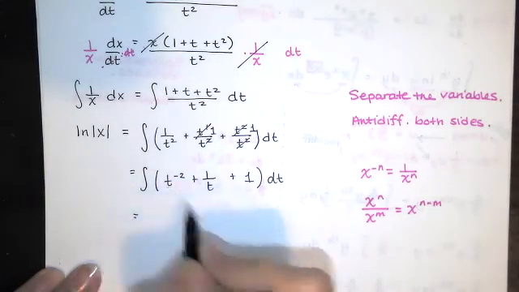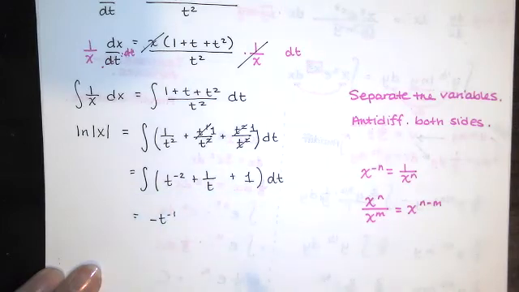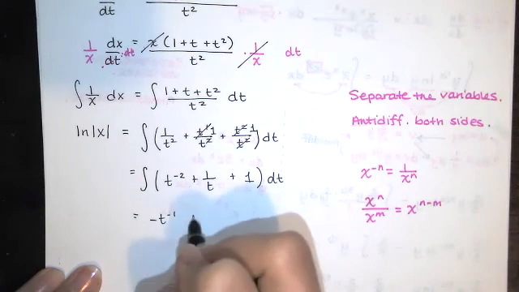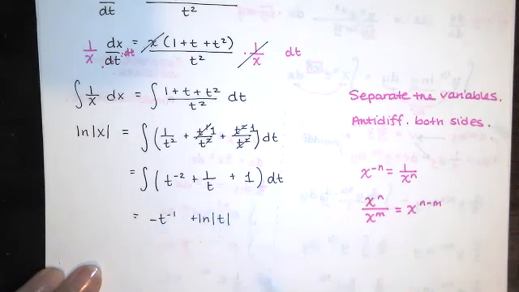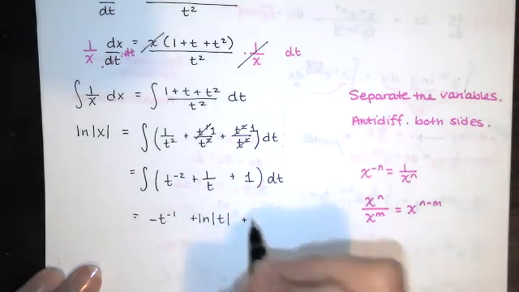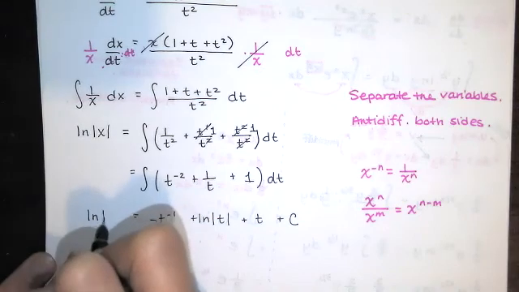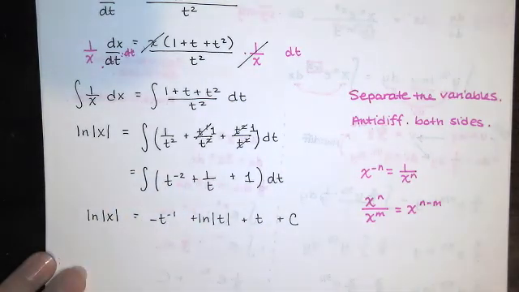So now we will use the power rule here, add 1 to the exponent, divide by the new exponent. Dividing by negative 1 is the same as multiplying by negative 1, so we're good there. Then take the antiderivative of 1 over t. Antiderivative of 1 with respect to t is just t plus c. And that is our implicit solution.